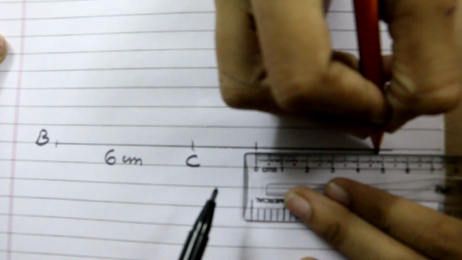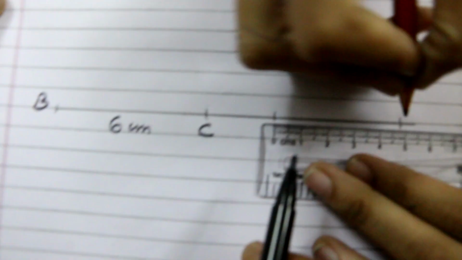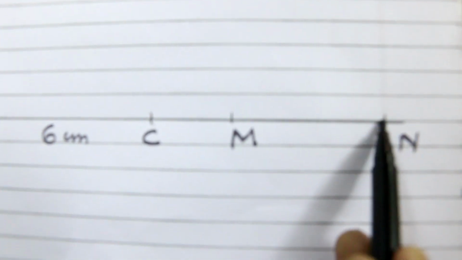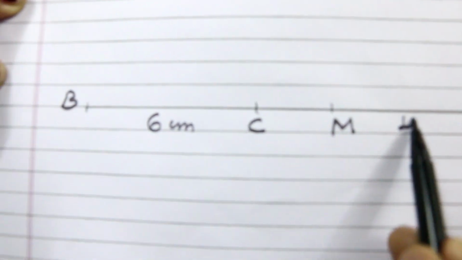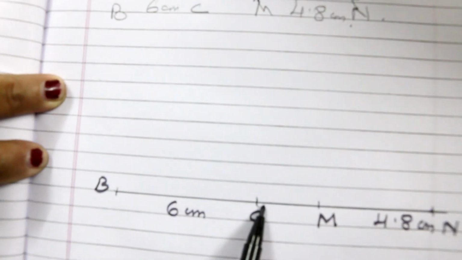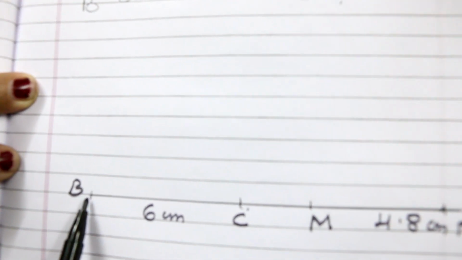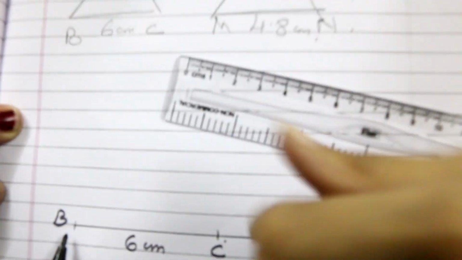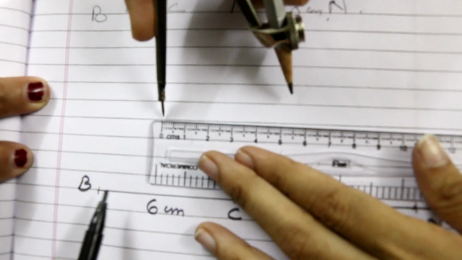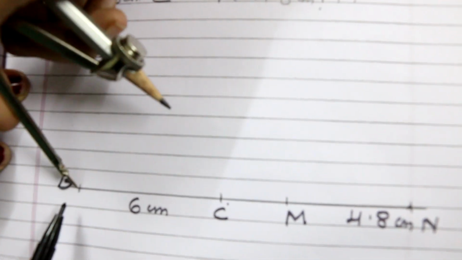Same line, I am drawing the construction for the triangle. This is point M, this is point N, and the distance is 4.8 centimeter. First we will complete this triangle and then we will do this triangle. Now AB is 5.5. Measure 5.5 with the help of compass. It is 5.5, children. Keep the pointer at B.